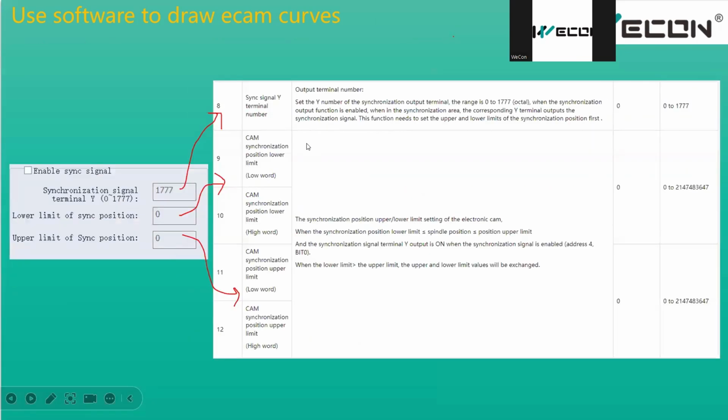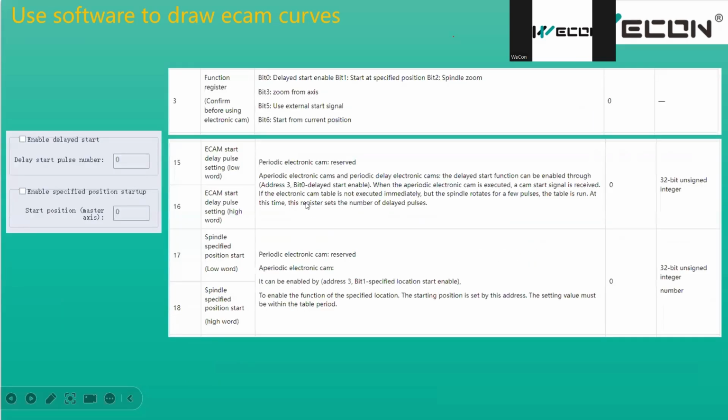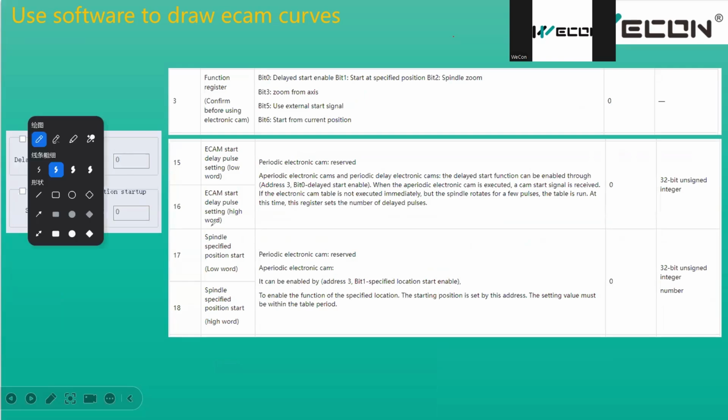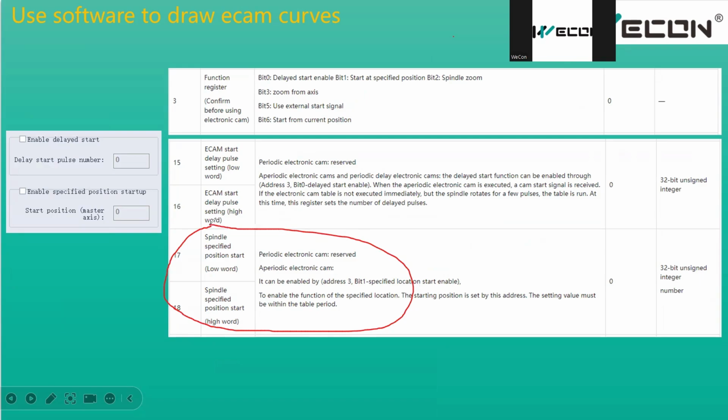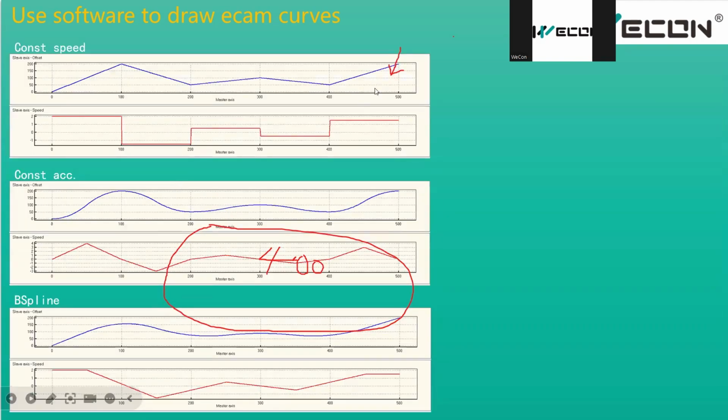And the next, what about this? Okay, here. What about this? Start at a specific position. Also, for example, we set it as 400, and we enable this bit 1. Enable this bit 1 and set the specified position as 400 and go back to this curve. What will happen?